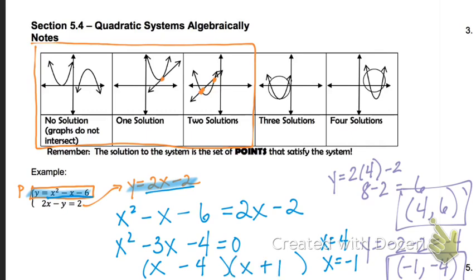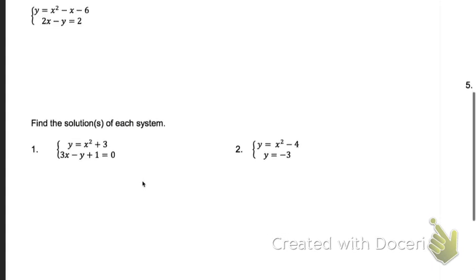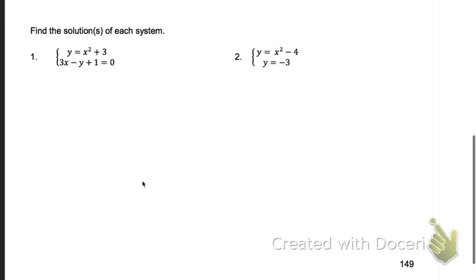All right, let's look at the next example. We have the top equation already set equal to y, and it's a parabola or a line? Parabola. The second one would be a line. So y equals what? y equals 3x plus 1. Good.